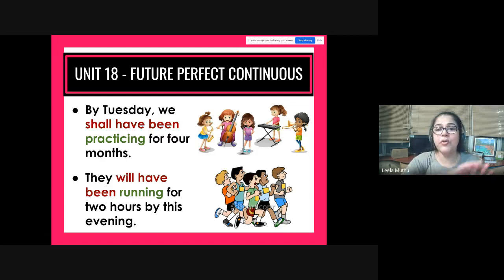It shows that an ongoing action which will happen in the future will be cut off by a date, okay, which is given. All right. So they will have been running for 2 hours by this evening. So they started a marathon 2 hours ago, okay, and by this evening, it would have completed 2 hours since they started running. An action happened 2 hours ago, it was continuous, and by this evening, that action will be still continuing, but by this time, the action would have been continuing for 2 hours. Okay.